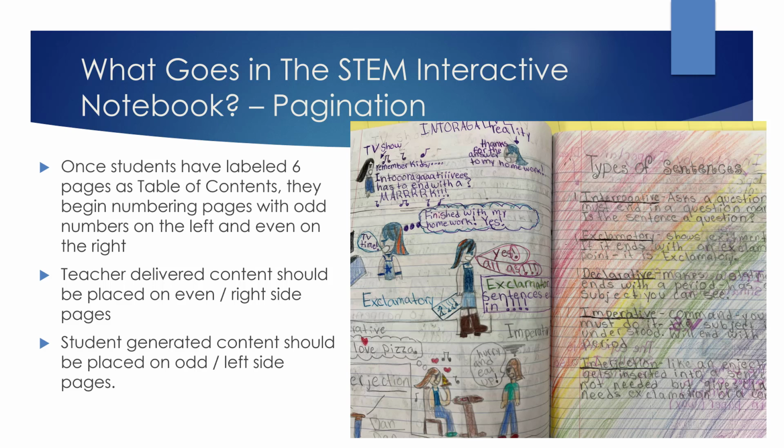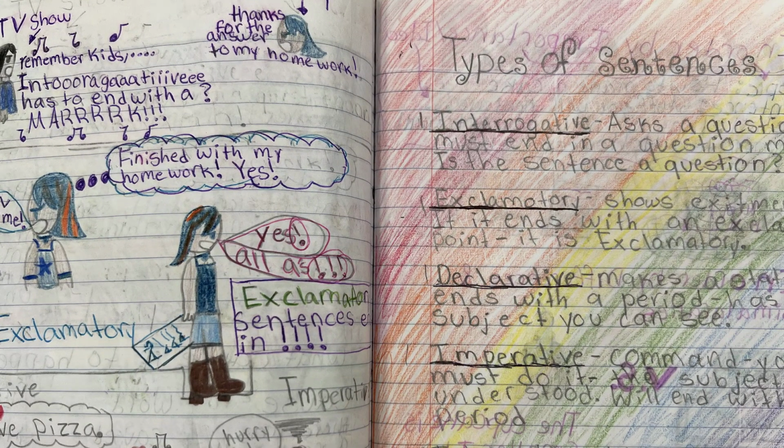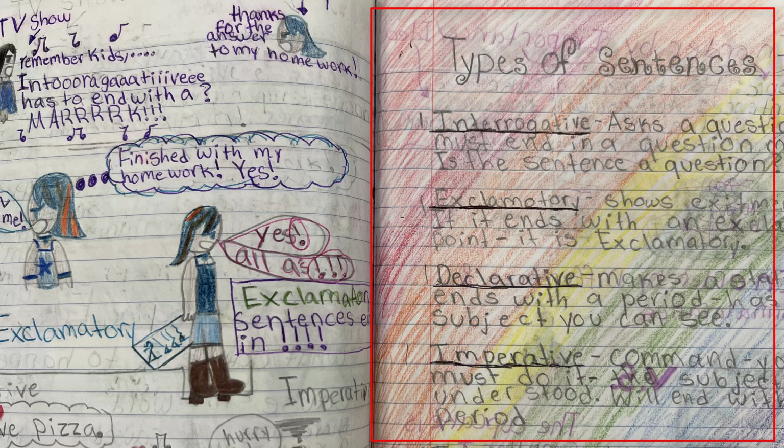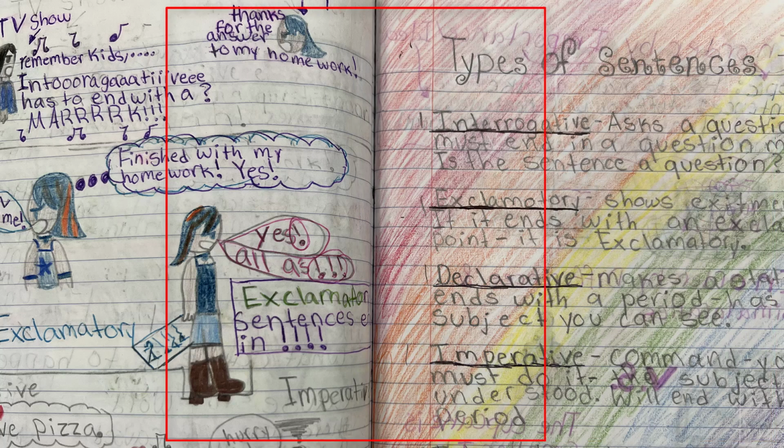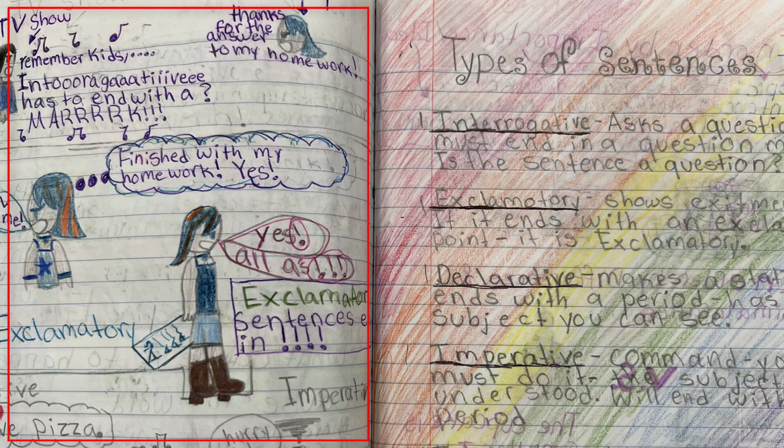Usually we have students label 6 pages as table of contents, and again, you'll find that in the actual PowerPoint that we use with the students to set up their interactive notebooks. But for most purposes, 6 pages usually will cover an entire year worth of content. Once they do that, they begin numbering odd and even pages, with odd numbers being on the left and even numbered pages on the right. This will turn into your teacher side and your student side. The teacher side will always be the right side, or the even side pages, and the student side will always be the left side, or the odd numbered pages.